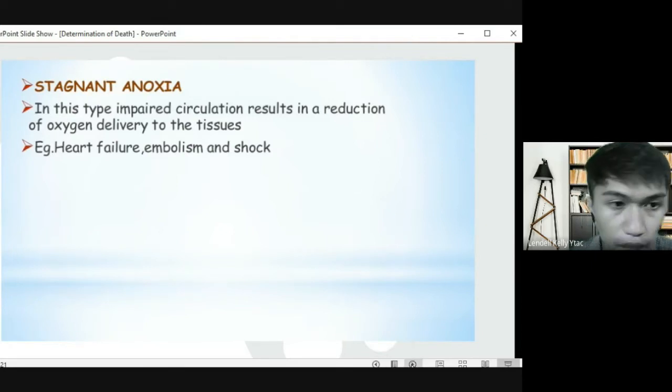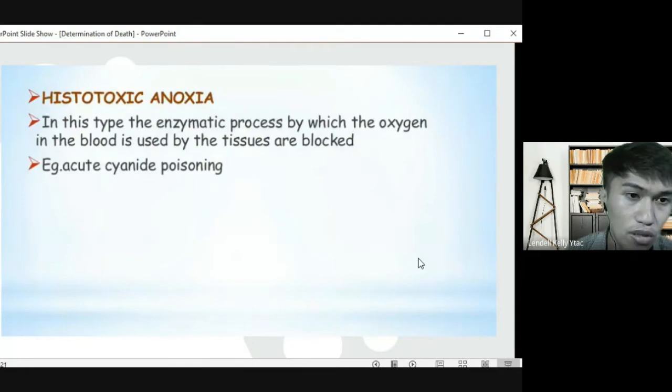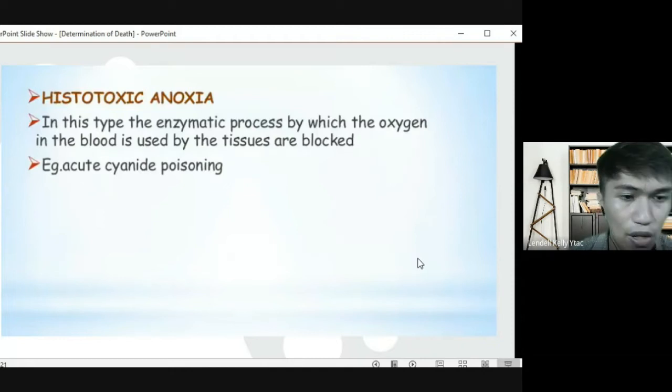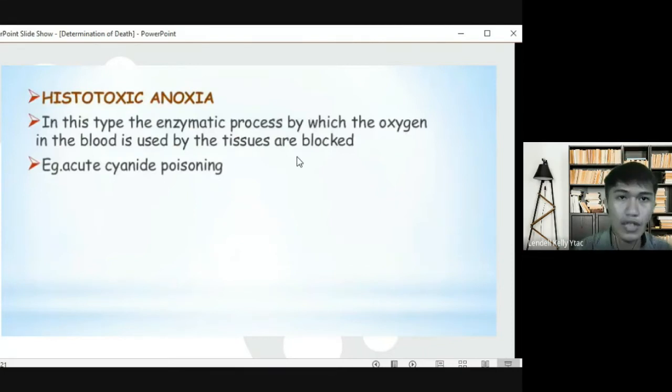Okay. Next, we have histotoxic anoxia. This is a type of anoxia where the enzymatic process by which the oxygen in the blood is used by the tissue is blocked. One example of this is cyanide poisoning. So, kanina sa carbon monoxide poisoning, it is the red blood cell that is being blocked, or being antagonized by the carbon monoxide, because instead of oxygen binding on the ferrous in the heme of your red blood cell, the carbon monoxide is competing with the oxygen.